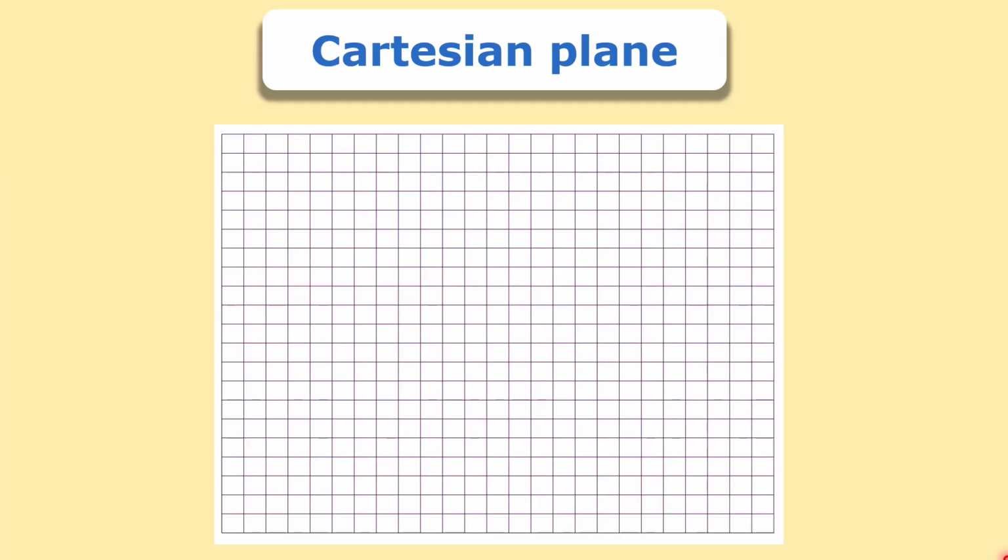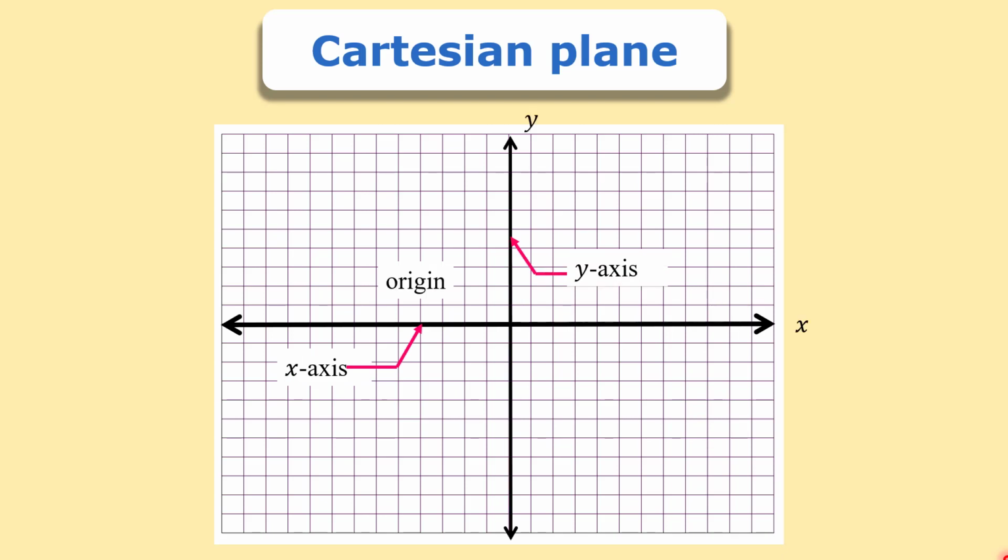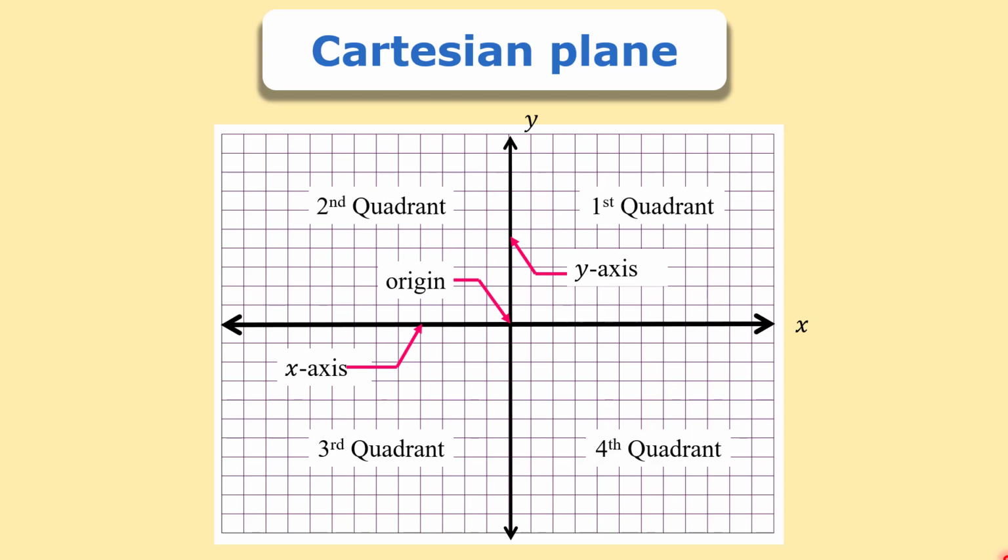This coordinate system is called the Cartesian plane. It consists of the x-axis, which is horizontal, and the y-axis, which is vertical. Origin is where x is 0 and y is 0. We work anti-clockwise: first quadrant, second quadrant, third quadrant, and fourth quadrant.